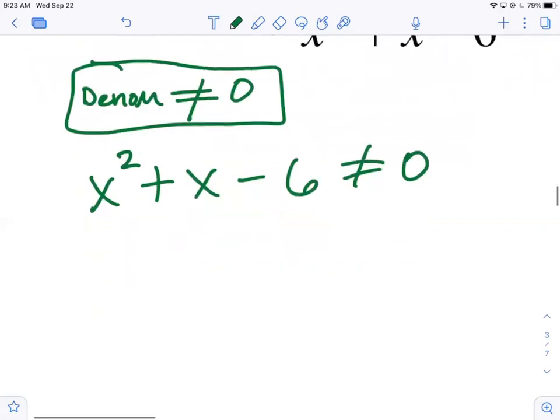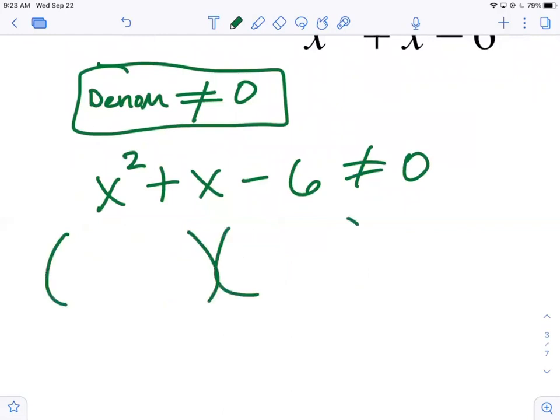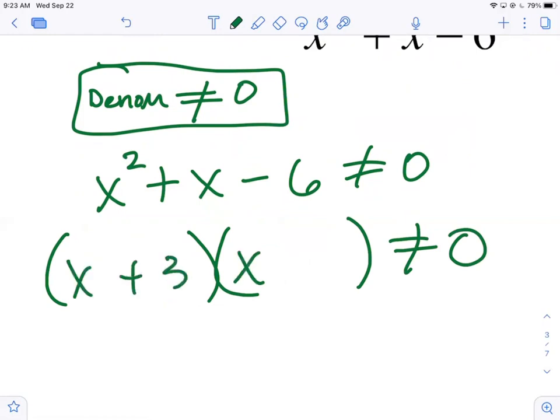Factoring it, okay? So let's go ahead and factor this. This is an easy one. Keep it equal to 0 or keep it not equal to 0, okay? Either one, you choose. That's x, that's x. This is going to be plus 3, that's minus 2, guys. Double check, inside, outside, yeah.